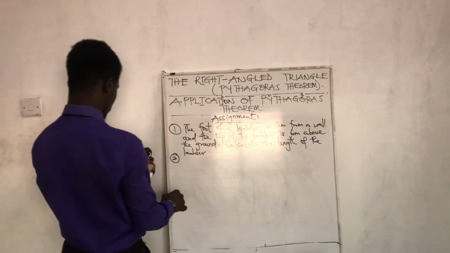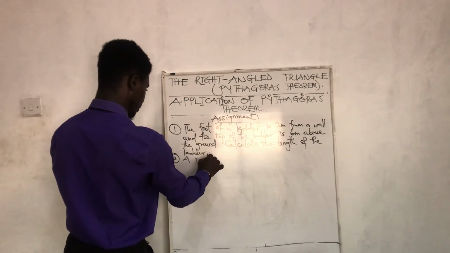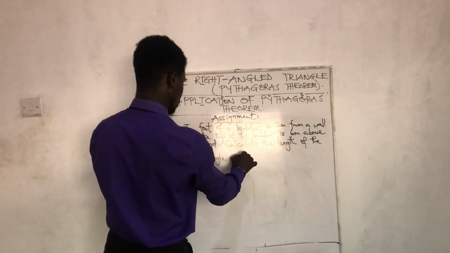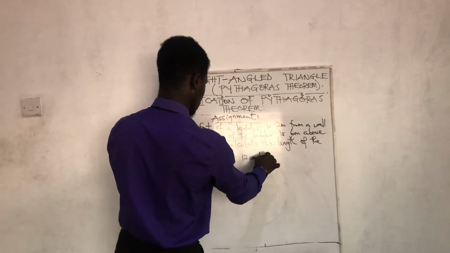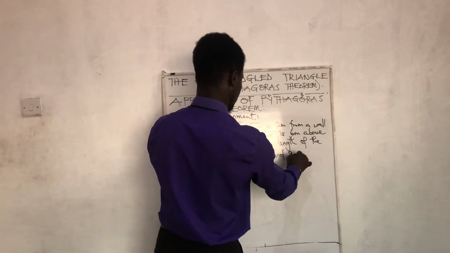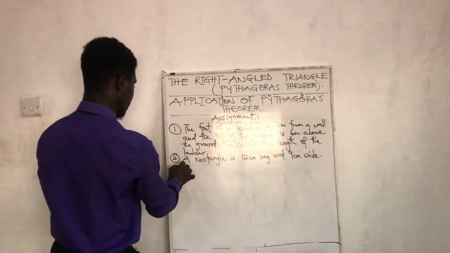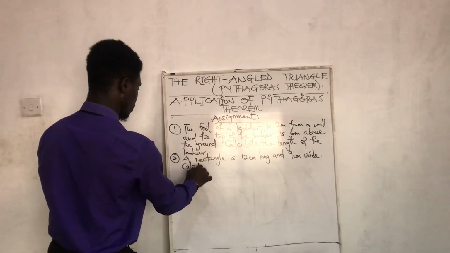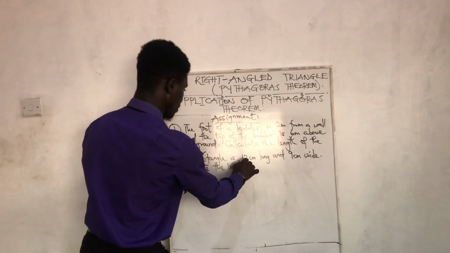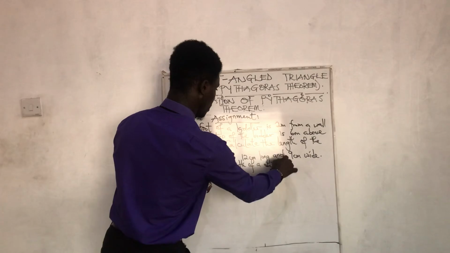Number 2. A rectangle is 12 centimeters long and 9 centimeters wide. Calculate the length of a diagonal.